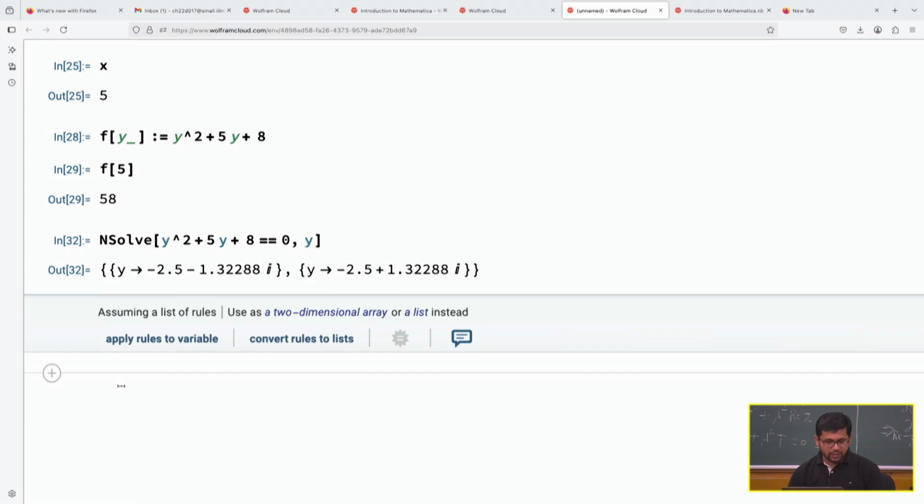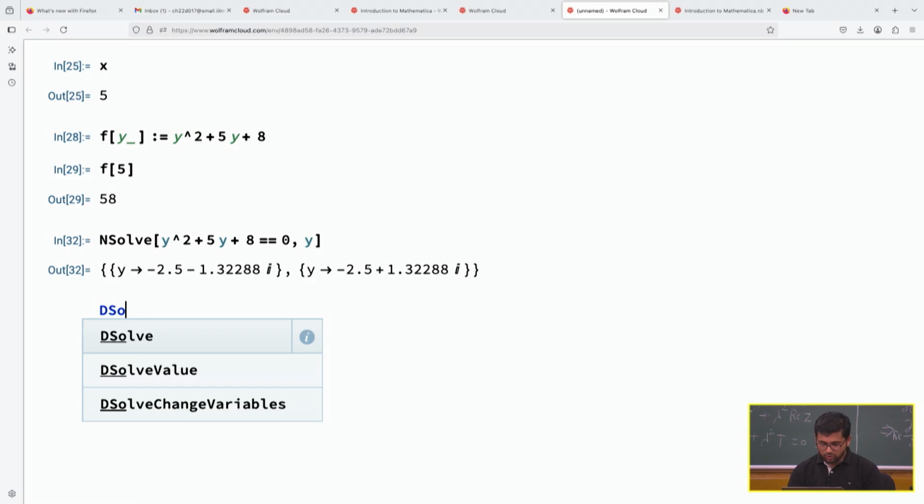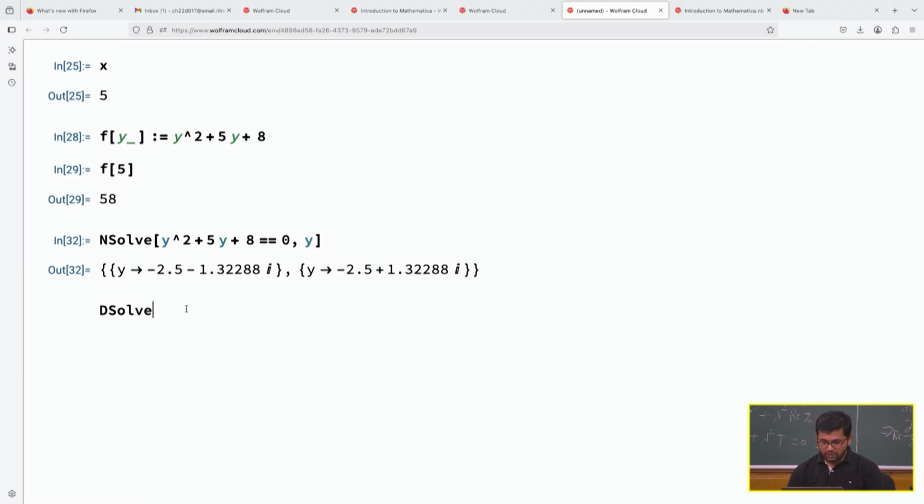A very similar command: Solve and NSolve are used to solve algebraic equations, but we also have differential equations, right. To solve differential equations we use DSolve, which is just Solve from earlier with D put in front of it because it is for differential equations. So, DSolve will solve differential equations.